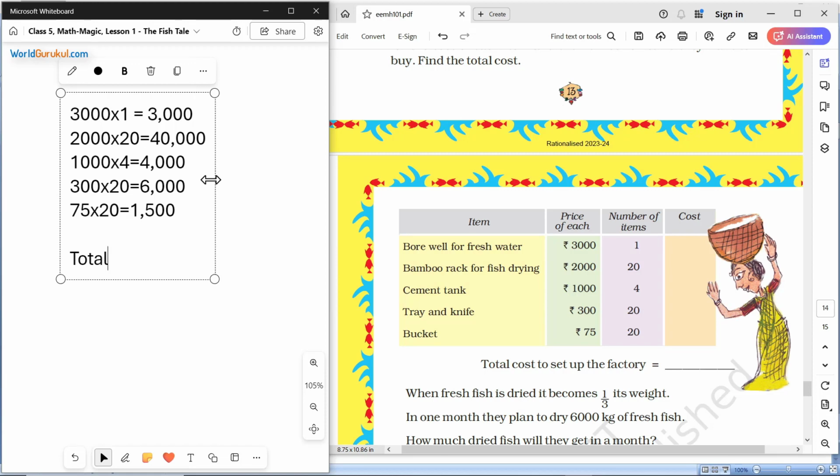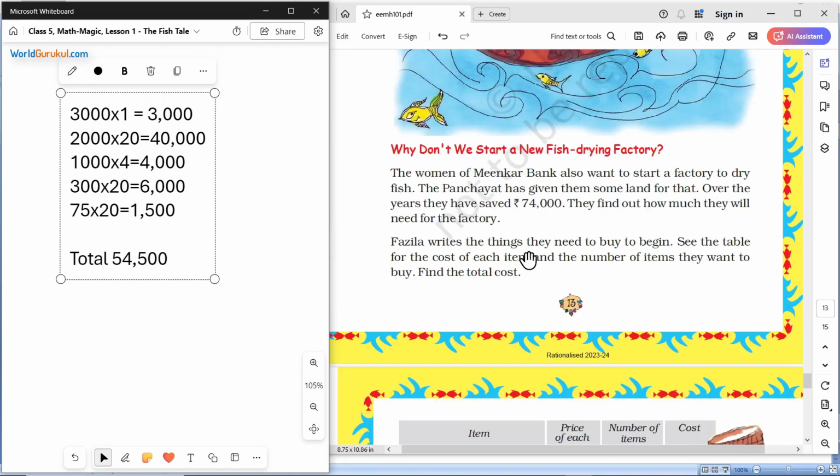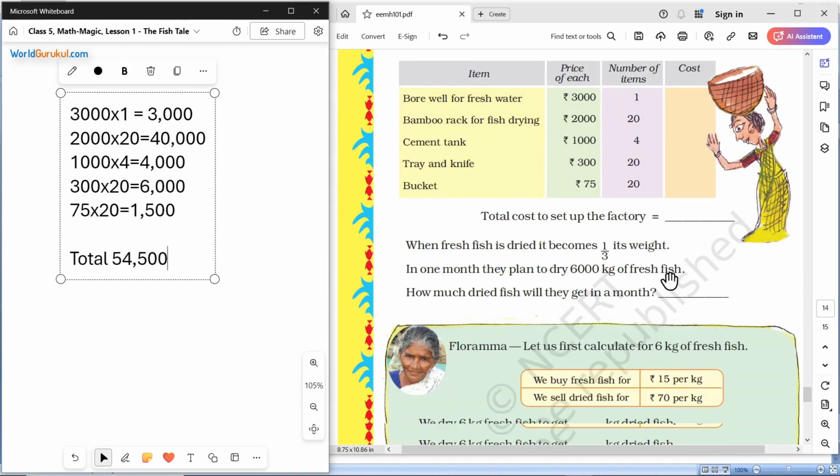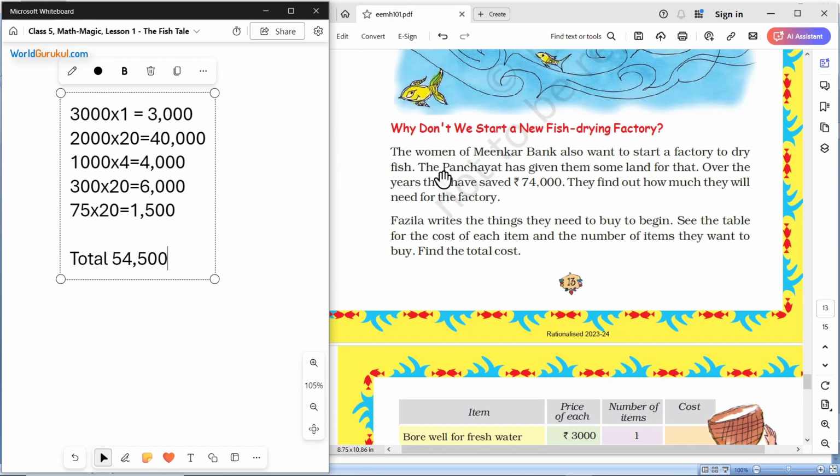Can you tell what is the total? It's a simple addition. It is coming to 54,500. That is 54,500. How much money do they have? 74,000, right? So they need how much money? 54,500, right? So they have enough money to set up this factory as they have already got the land allotted by the panchayat, right?